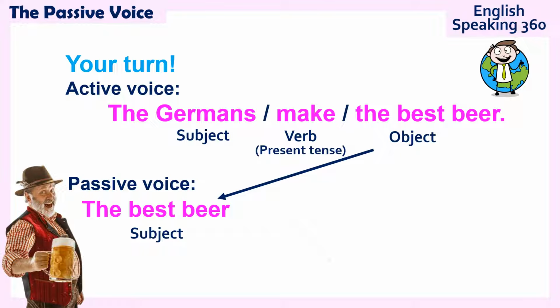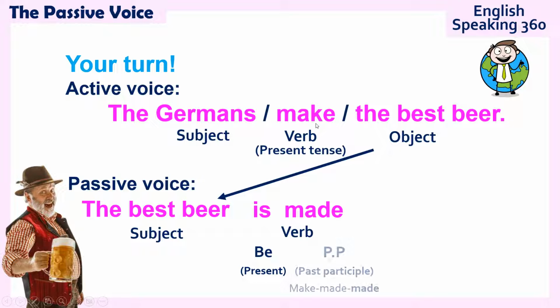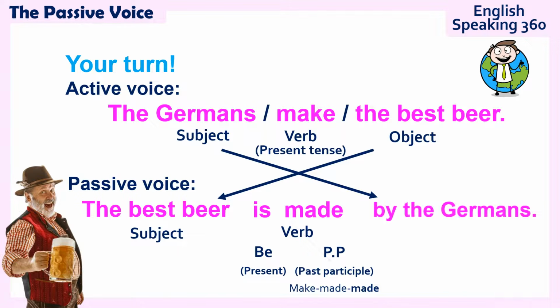And remember, the verb has two parts. So now you need is made, because we have the verb to be at the present tense, because right here the original verb is a present tense verb, and we need the PP of the original verb. Make, made, made, past participle. And finally, we take the subject and we put it at the end of the sentence, by the Germans. This is the object.